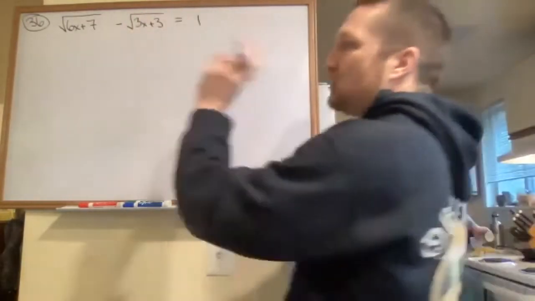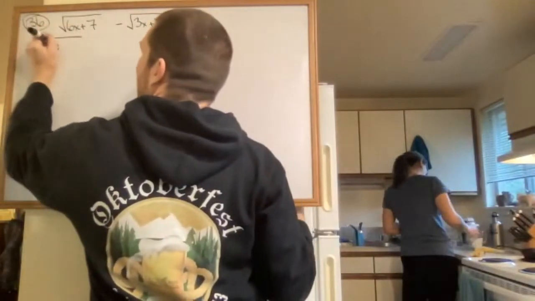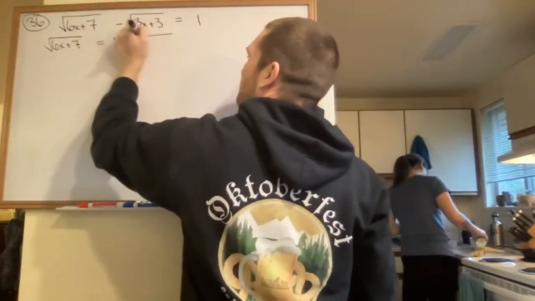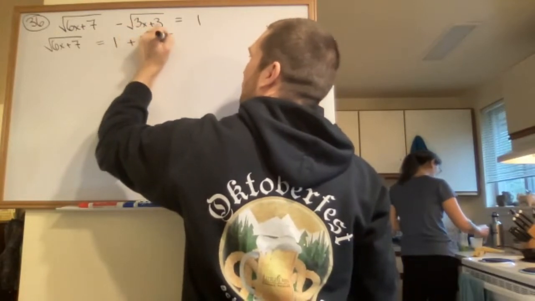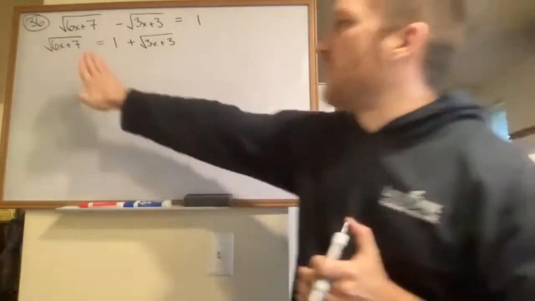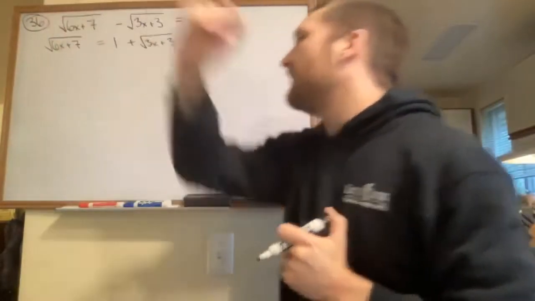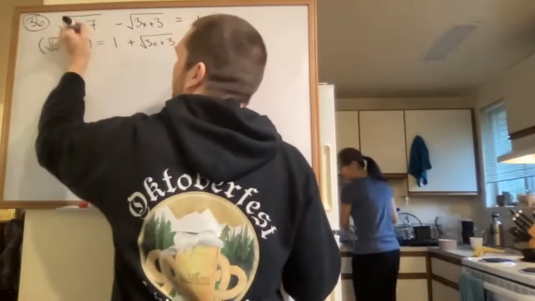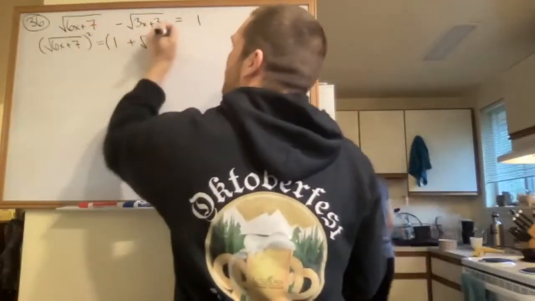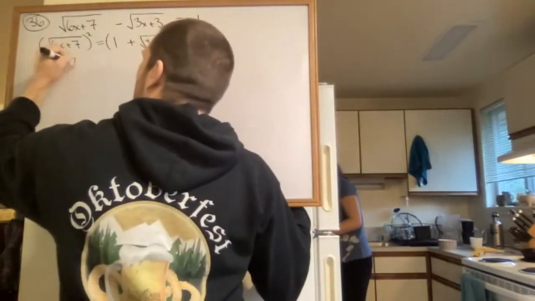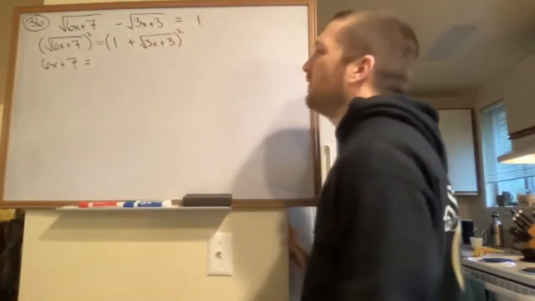So I'm going to choose to keep the root 6x plus 7 on this side, take that guy to the other side by adding, so we're going to add the square root of 3x plus 3. You following? Yep. Okay, so I have a root isolated. I could get rid of that root by squaring it. So let's square this guy. If I square that, I have to square that. Squaring the left-hand side gives me 6x plus 7. And what do I get on the right-hand side?